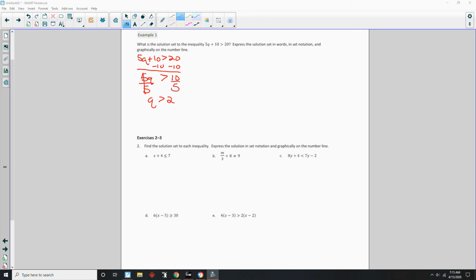So now I'm going to do it in words. q is any number greater than 2. Set notation: the set of all q's such that q is greater than 2. Close bracket. Okay? Number line.